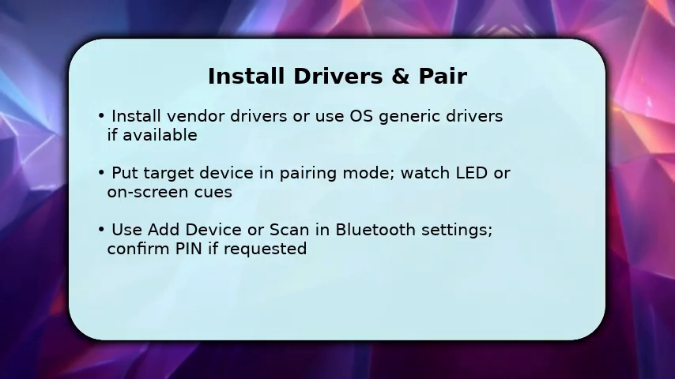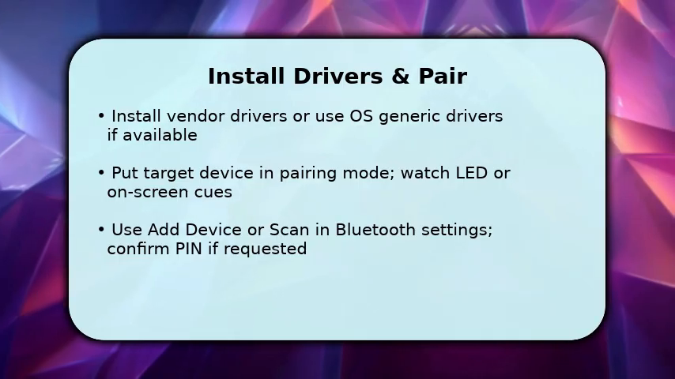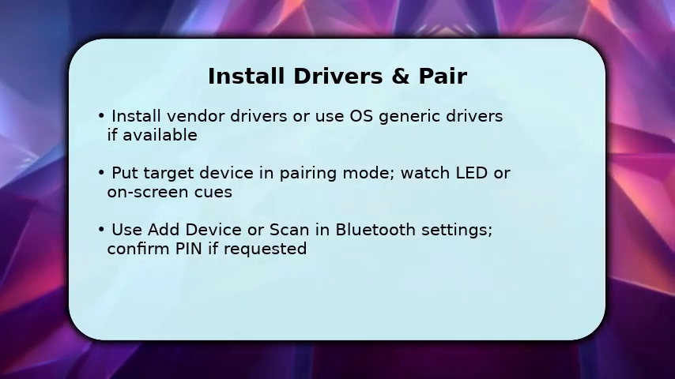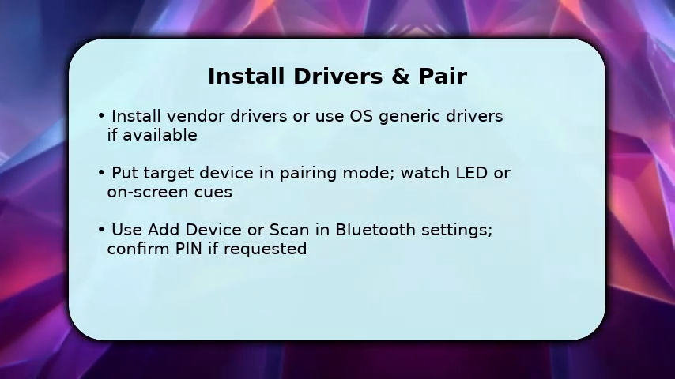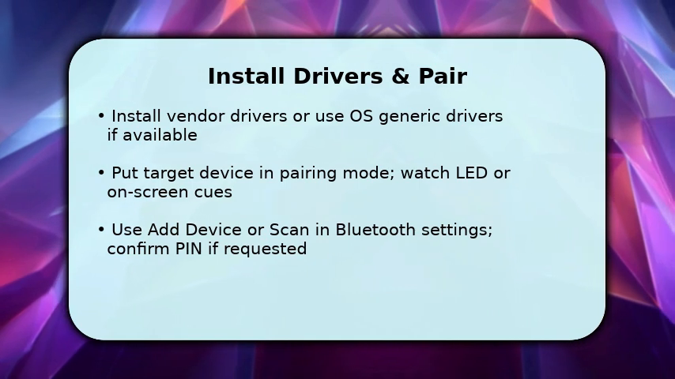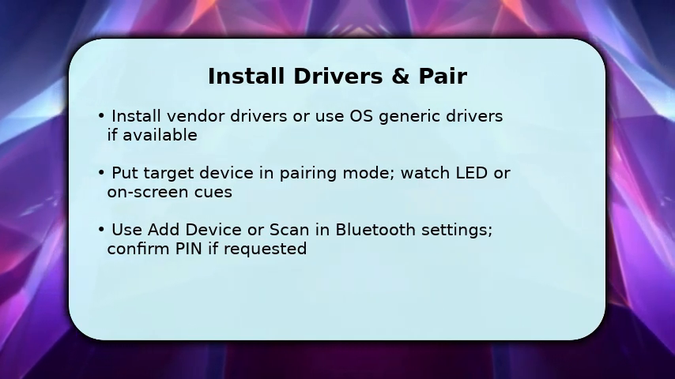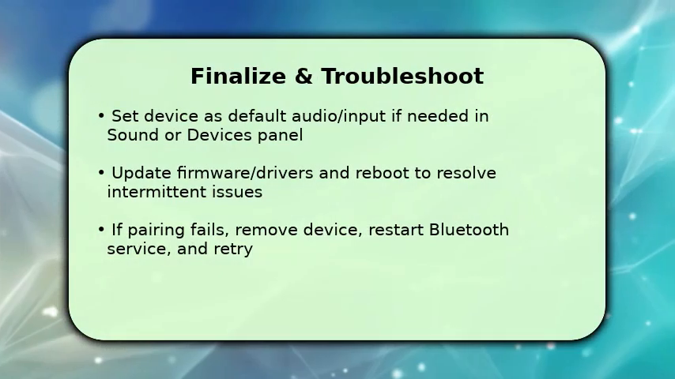Then, in Bluetooth settings, run a scan or choose Add Device. Select the device name, accept or enter a PIN when prompted, and confirm the connection so profiles like audio or input start negotiating. You finish by configuring connected devices.